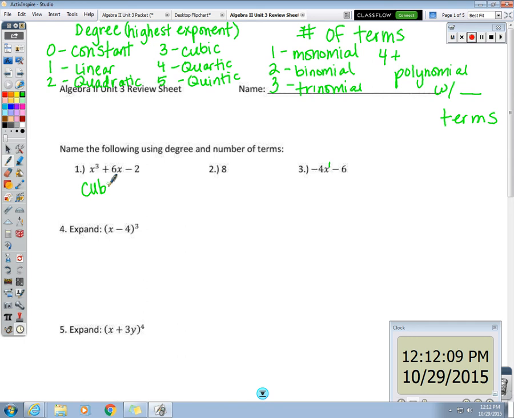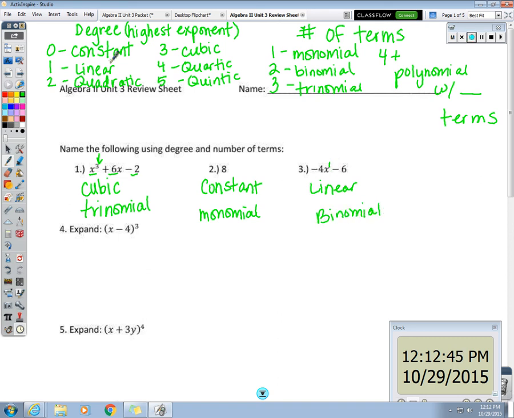Right, cubic, because your largest exponent is a 3, so that's degree 3, which is cubic. Trinomial, because it has 1, 2, 3 terms. Okay, what about number 2? Constant, because since there's no variable, there's no exponent, so it would be degree 0. Monomial, because it has 1 term. And then number 3? Linear, because the highest exponent is a 1. Binomial, because it has 2 terms.